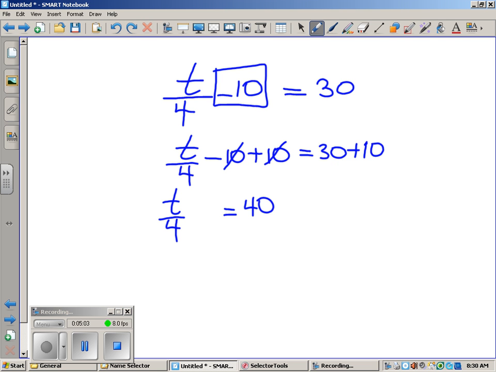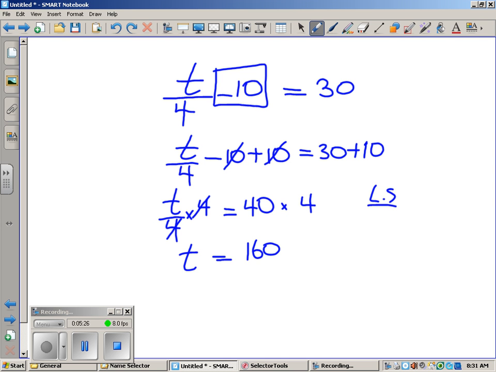And right now, division is the operation going on. If we're going to perform the opposite of division, we're going to multiply. We're going to multiply both sides by 4. These will cross out. t is now equal to 4 times 40, which is 160. Don't worry, you're a grade 8. That is not too big a number for you to deal with.